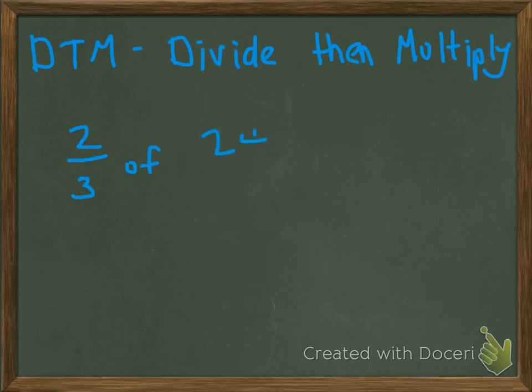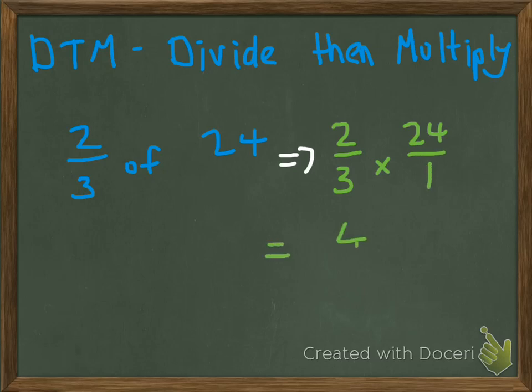Now here we've got 2/3 of 24, and if we were to do this as the fraction method, well, we'd go 2/3 times 24 over 1 and we end up with a fraction like 48 over 3. And if you can kind of do that math in your head, that's fine, that's good, and you'll be able to get the answer. But let's look at the method of doing this.